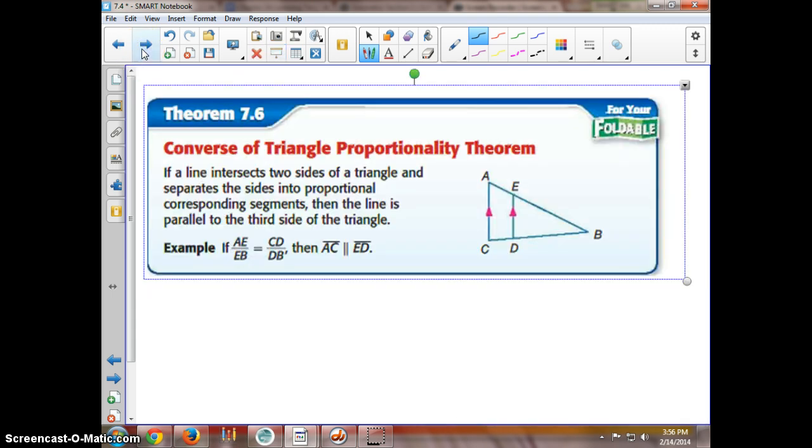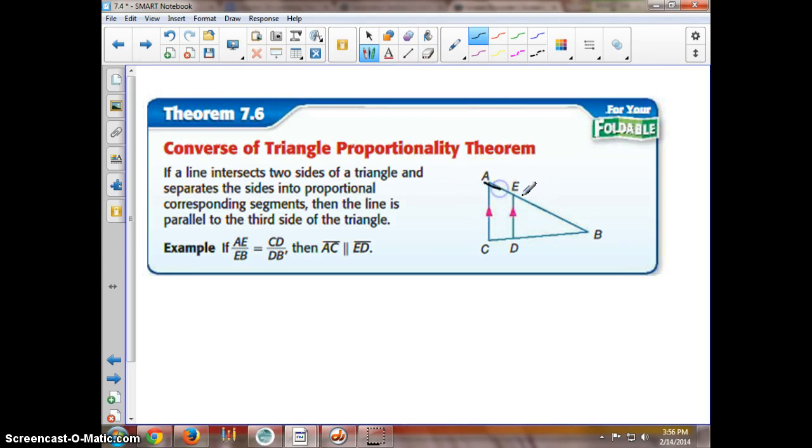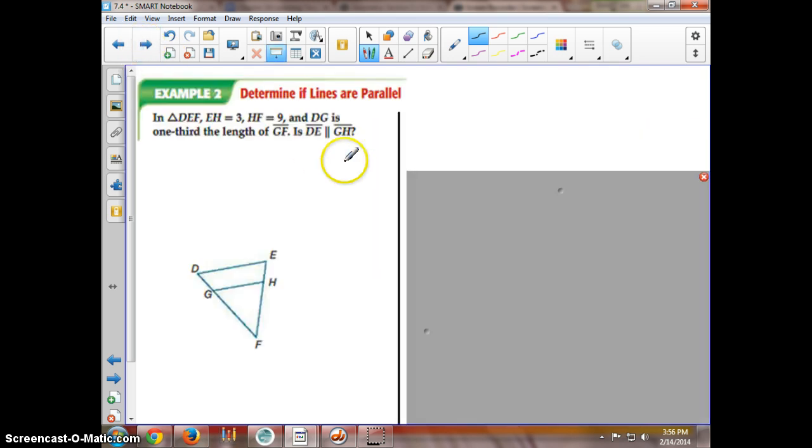Actually, before we do that, the opposite is true. So if we know that AE is to EB as CD is to DB, then we know these line segments must be parallel. So let's fill in what we know.